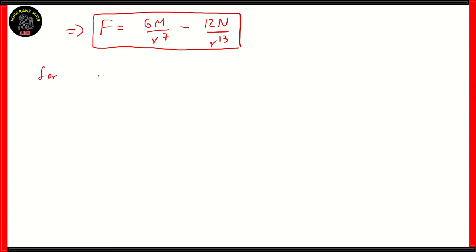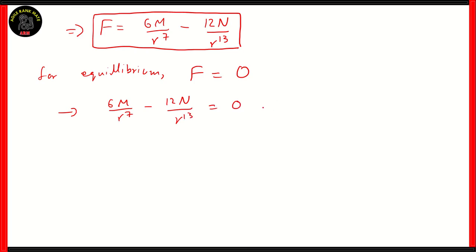Now, for any condition of equilibrium, there is no external force that changes the condition of equilibrium. So basically, at equilibrium, force is equal to 0. We will apply that rule here. So basically, 6m by r raised to 7 minus 12n by r raised to 13 equals 0.